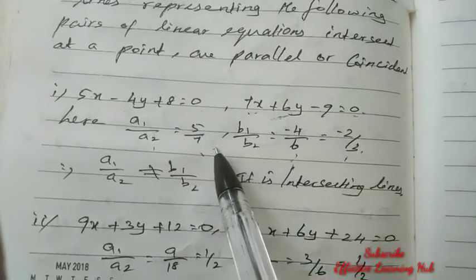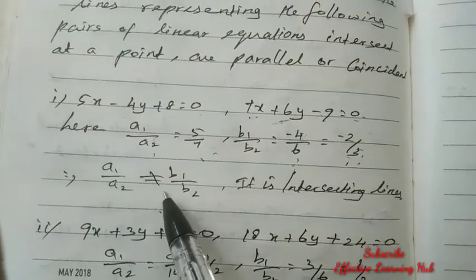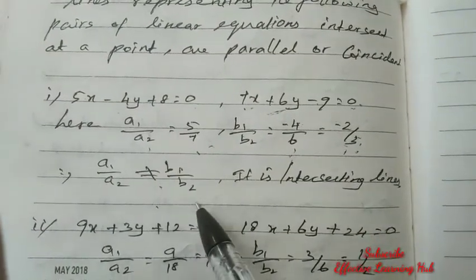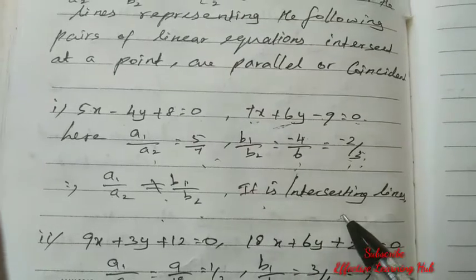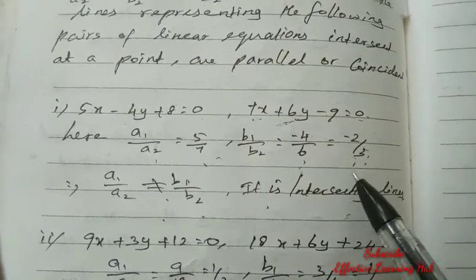A1 by A2 answer 5 by 7. B1 by B2 answer minus 2 by 3. Both are different, not equal. So A1 by A2 not equal to B1 by B2, so it is intersecting lines. A1 by A2 not equal to B1 by B2 means intersecting lines.